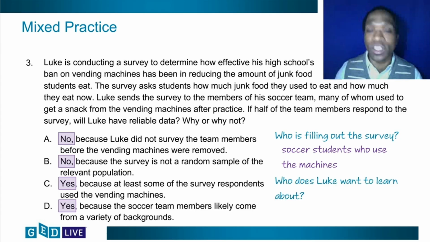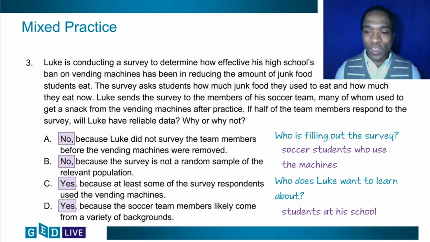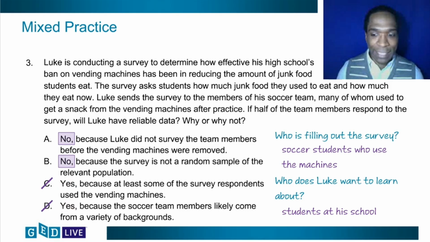But who does Luke want to learn about? Is it those soccer students? Well, no, it's all the students at his school. So, will Luke have reliable data if he surveyed only soccer students who use the machines? Well, no, that can't happen, right? So that's something we've talked about before. I won't give it away yet. But since we know the correct broad answer is no, we can get rid of the yeses. Goodbye to C and D.